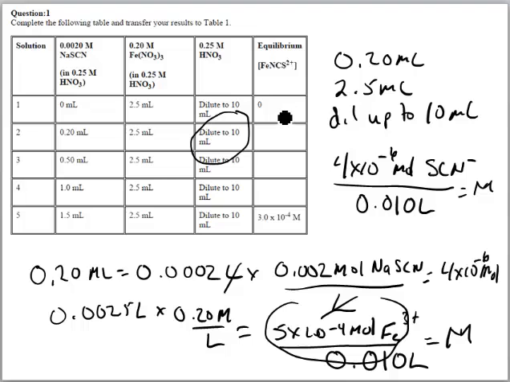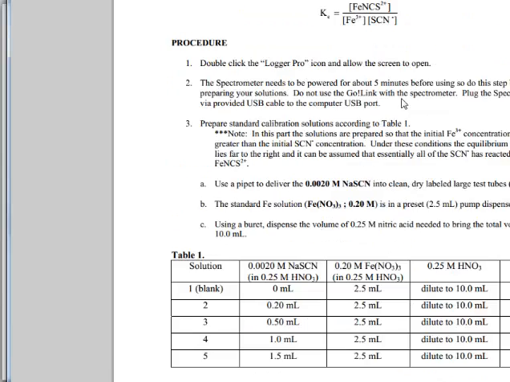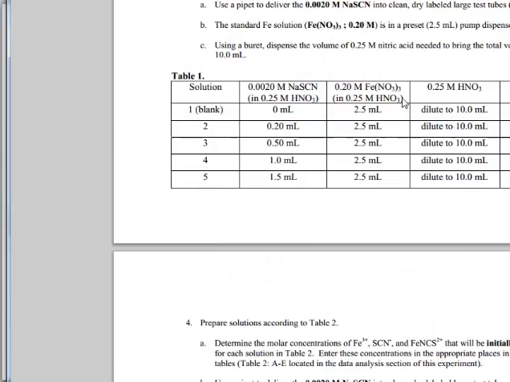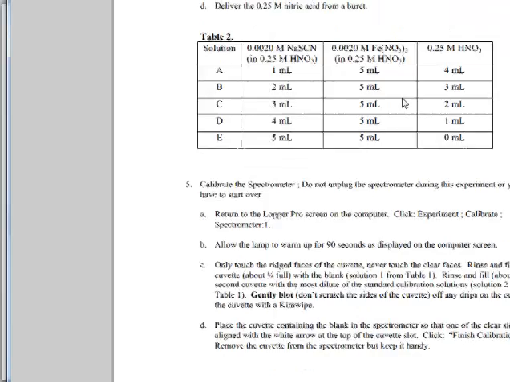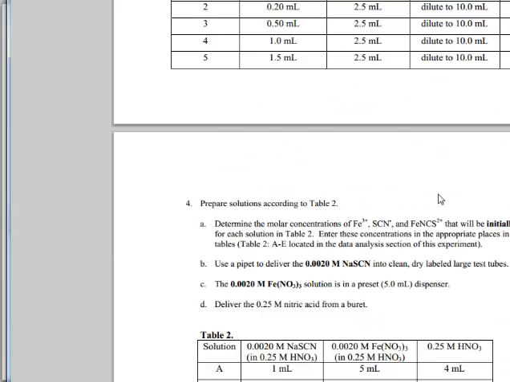Then the other part of this table you have to fill in is what is the equilibrium concentration of iron thiocyanate? This is where it's going to pay to have read the lab. So if we look at that lab, this is the table 1 you've got to fill in. You've got to put this in.